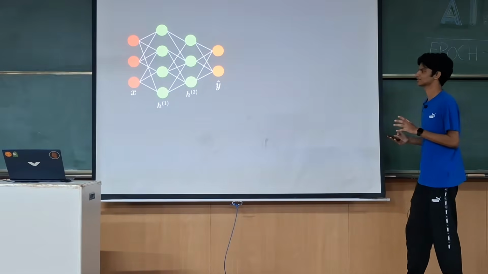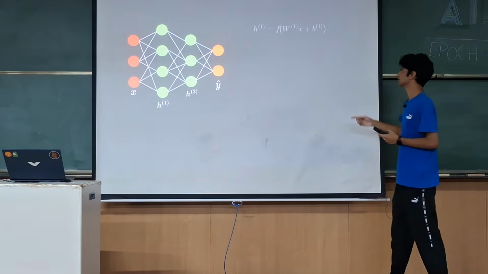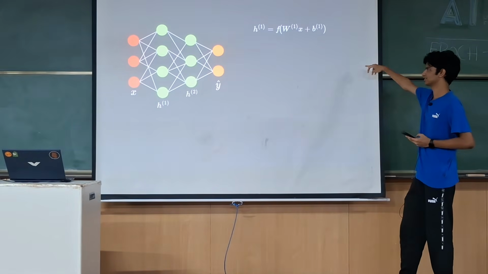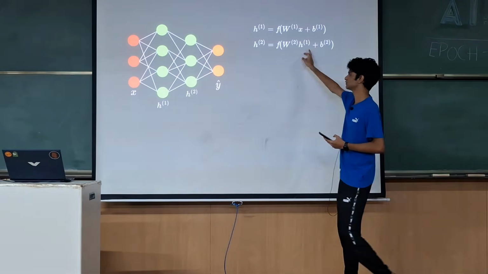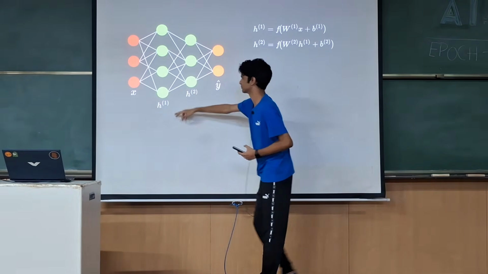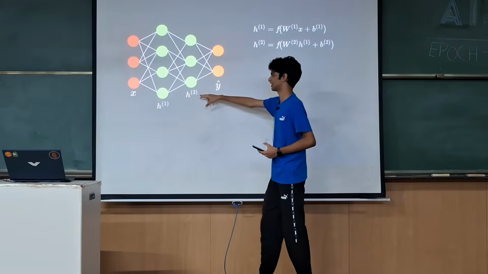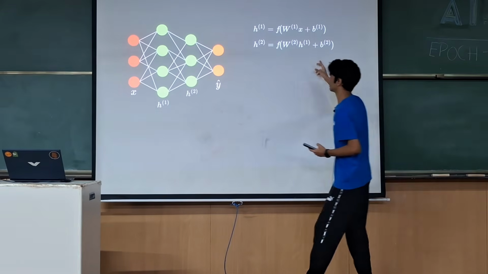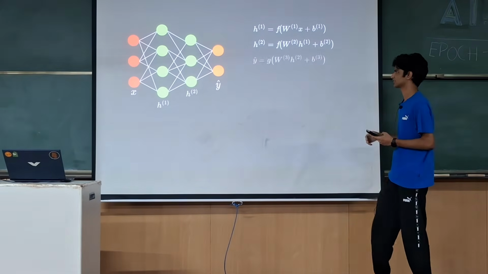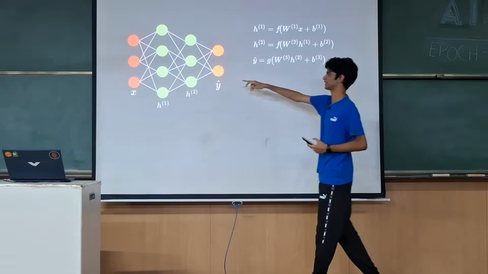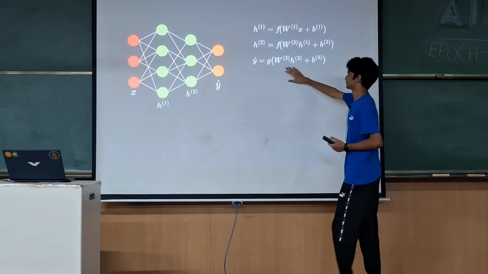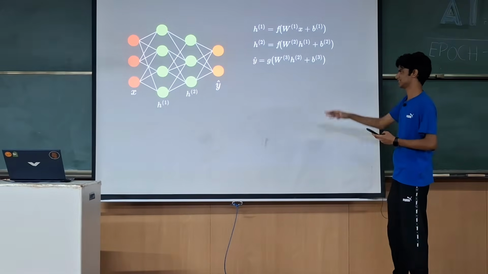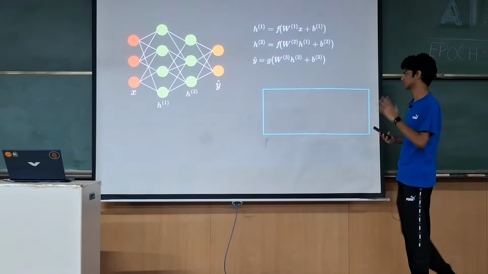So if this is your network, then H1 would be W1x plus B1, and you apply your activation to that. H2 would be W2 times H1. So if this is your input, this becomes the layer's weights which you consider. You add the bias term, you apply your activation. Similarly, this is your prediction. So you take the weight, multiply that, add bias, and that's your activation.